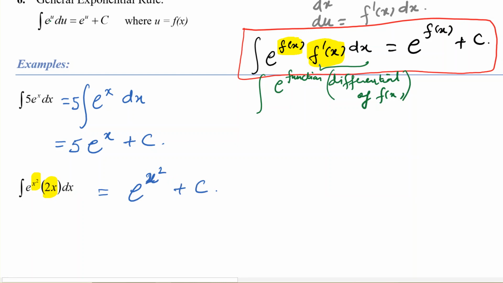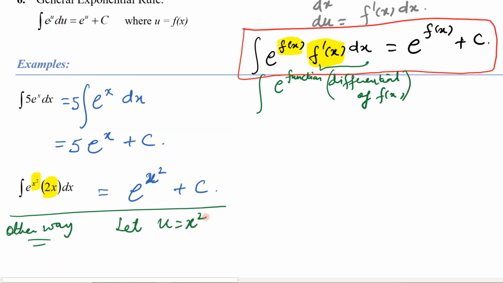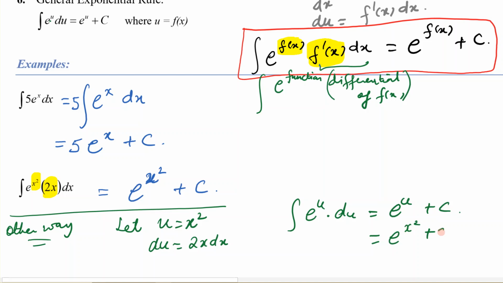But if you like the longer method, you can write the solution step by step. Another way of writing this solution is: let u be equal to x square, whatever you have on the top of the exponent on e, that power we put as u. From here du is equal to 2x dx. So our integral becomes the integral of e raised to power u du, that is e raised to power u plus c. But since our u is x square, we get e raised to power x square plus c.